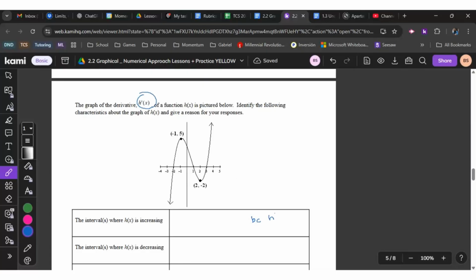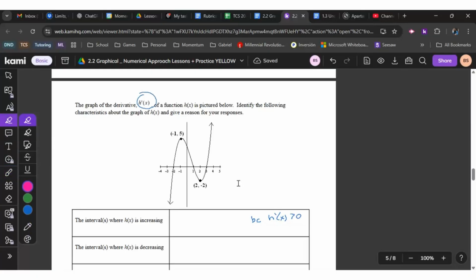Because h prime of x, now let's be efficient. If it has a positive rate of change, that means that the derivative is what? Positive. So the original is increasing, right? So because h prime of x is positive. Yeah, it's the opposite this time. Okay, so the interval where h of x is increasing is when the derivative is positive.